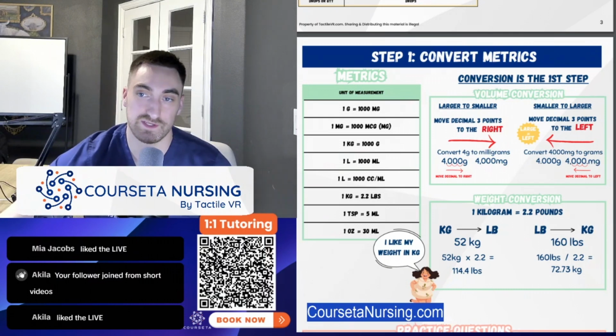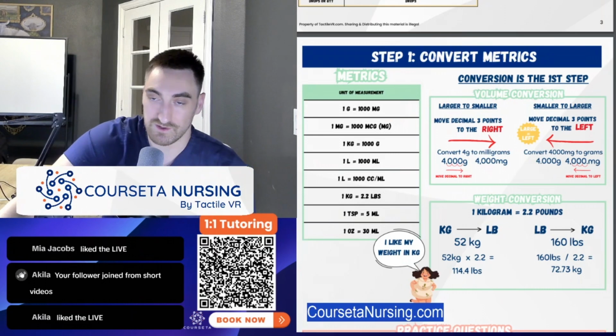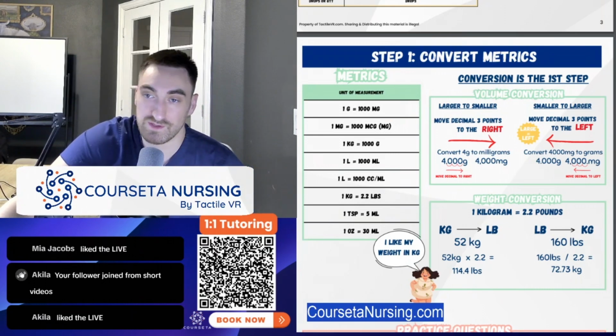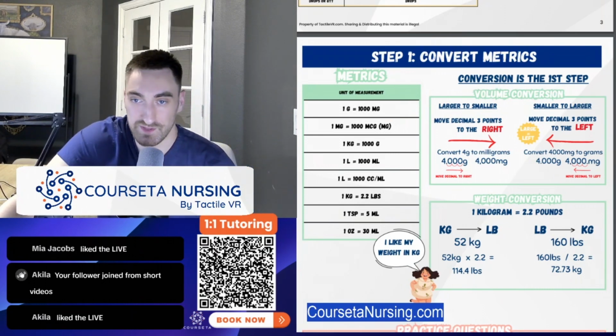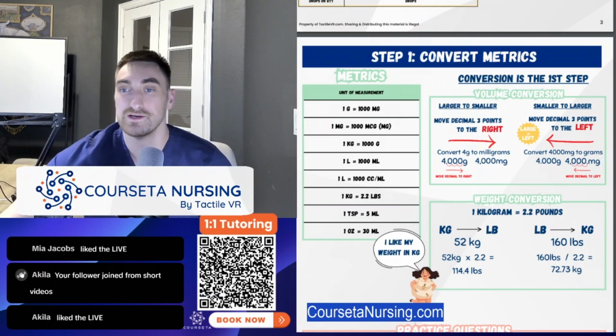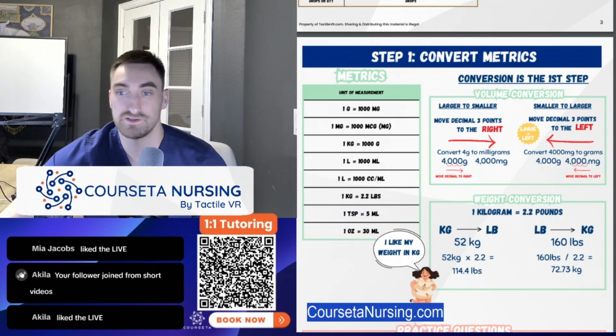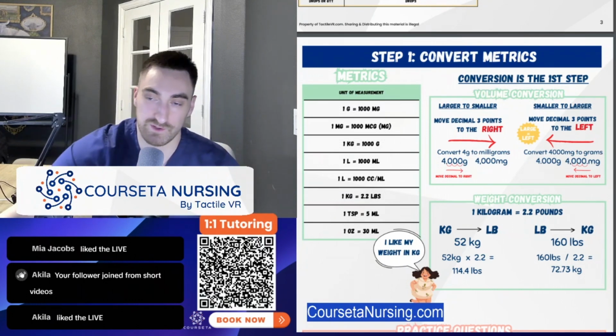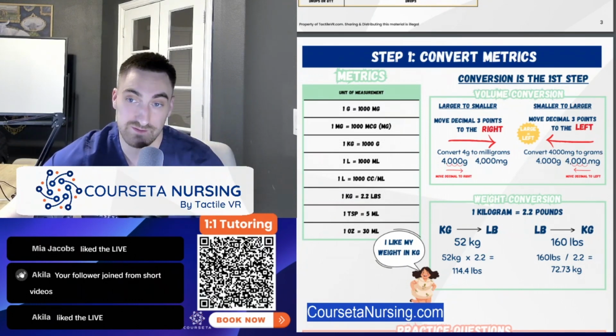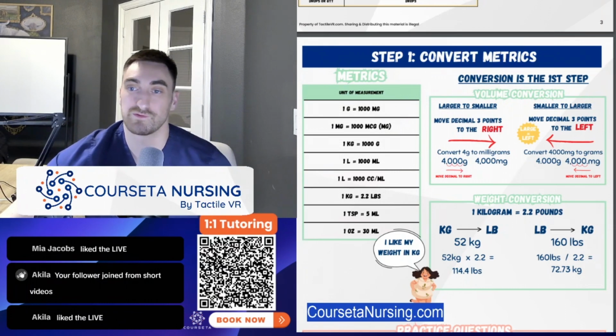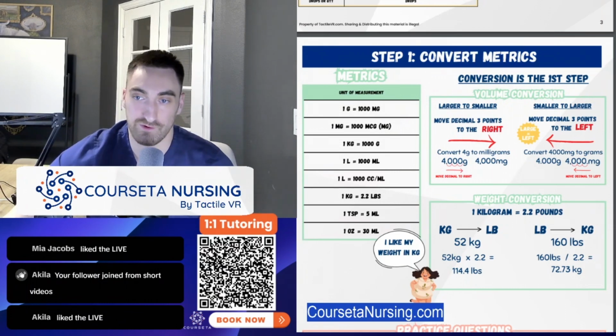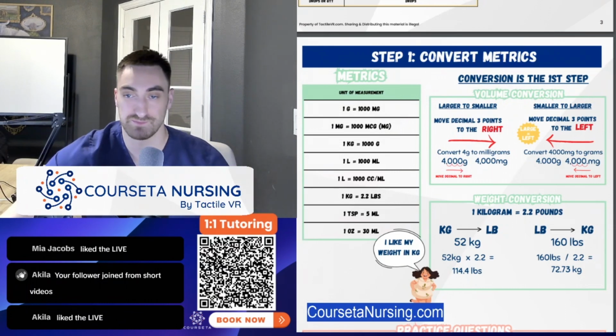Now, what if it was from a smaller to larger? So I want you guys to remember, if you want to get to a larger number, you need to go left. So both start with L, so large equals left. So you move the decimal point 3 points to the left. So if you have, say, for example, 4,000 milligrams and they are dosing it in grams, then you would move the decimal point 3 points to the left, and it would be 4 grams as your conversion.